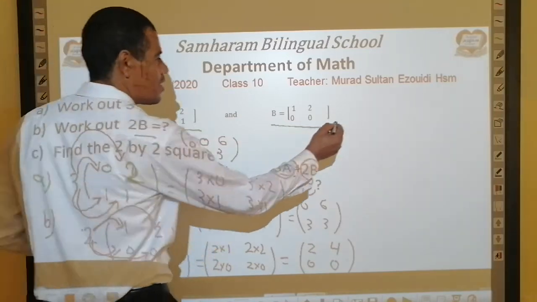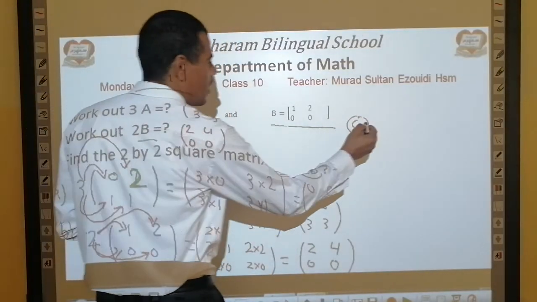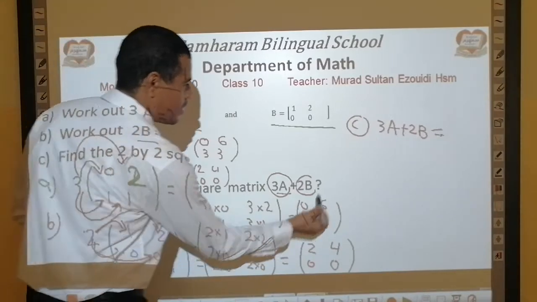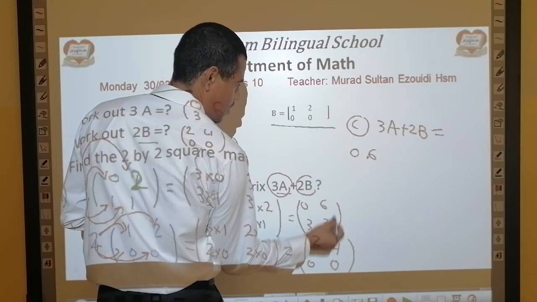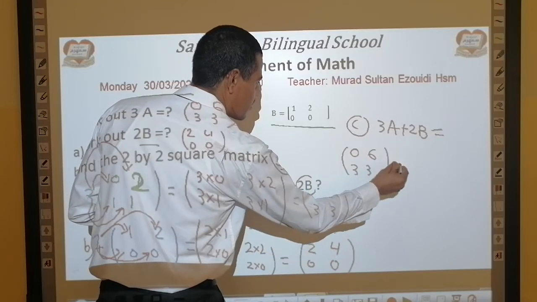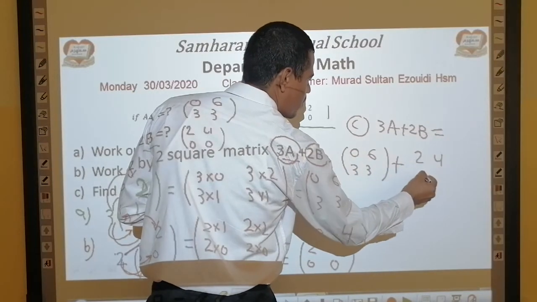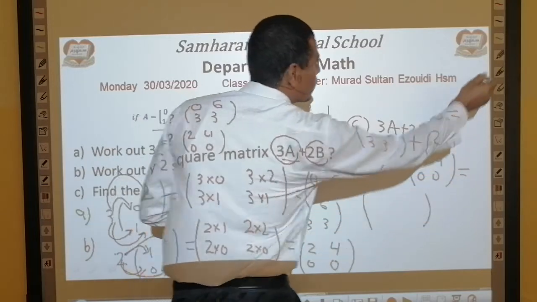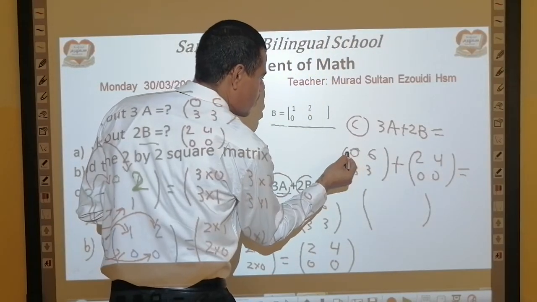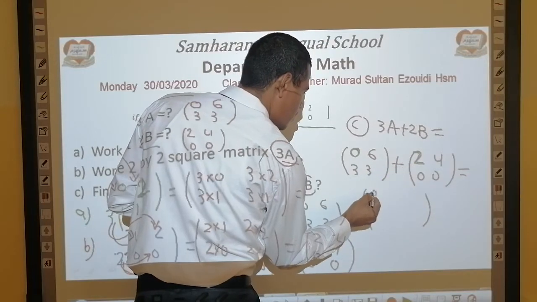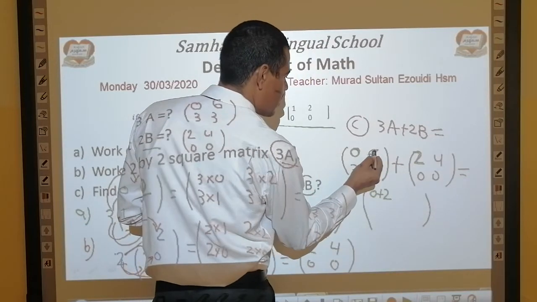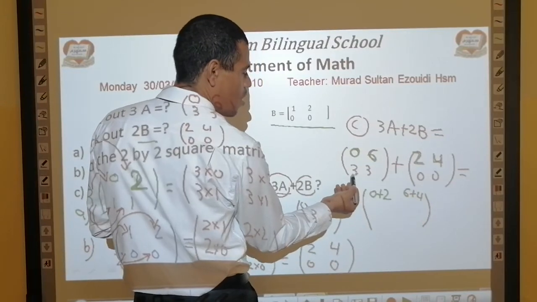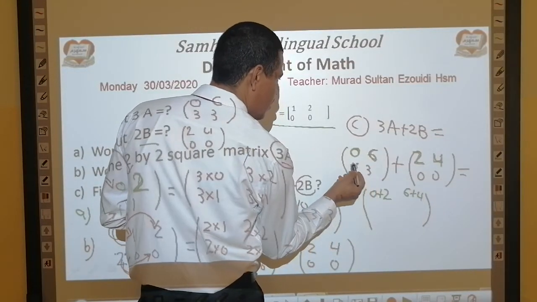So, small c, I will write here small c. 3a plus 2b is equal. 3a is what, my kids? Is 0, 6, 3, 3, plus 2, 4, 0, 0. Okay, equal what, my kids? I will make 0 plus 2. Then 6 plus 4. Then we move to the second row, first column. I will make what?